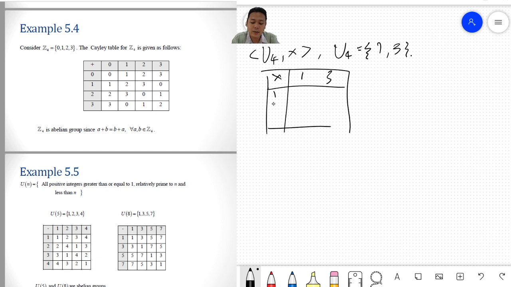1, 3, 1, 3. 1 times 1 is 1. 1 mod 4 is 1. 3 times 3 is 9. 9 mod 4 is 1. Sufficient. Is it closed? Based on the Cayley table, it is closed.